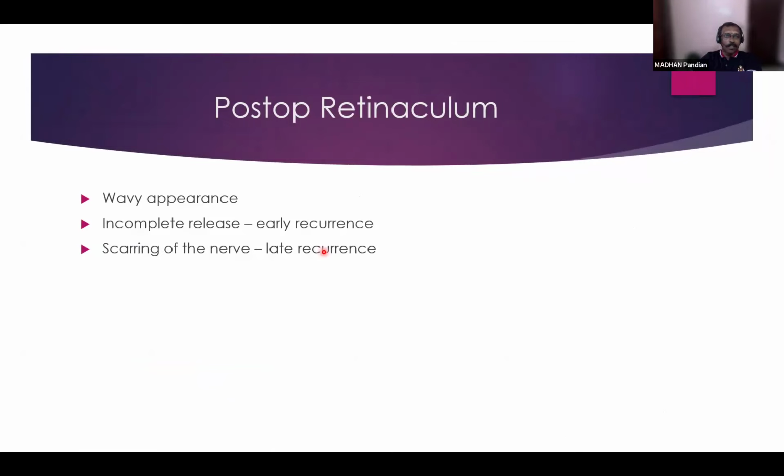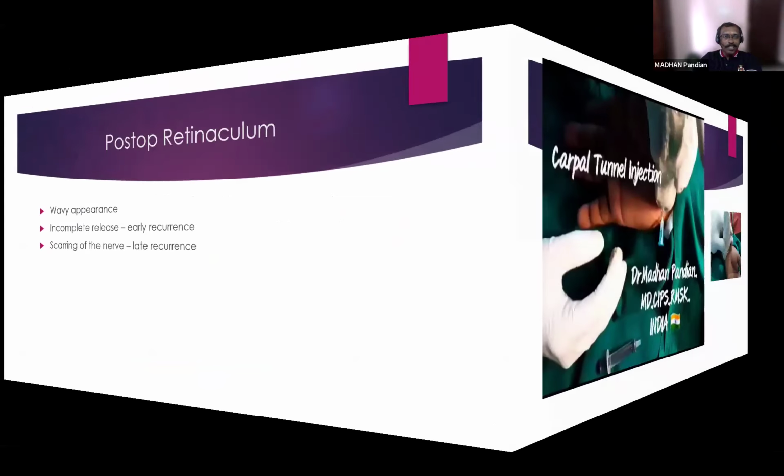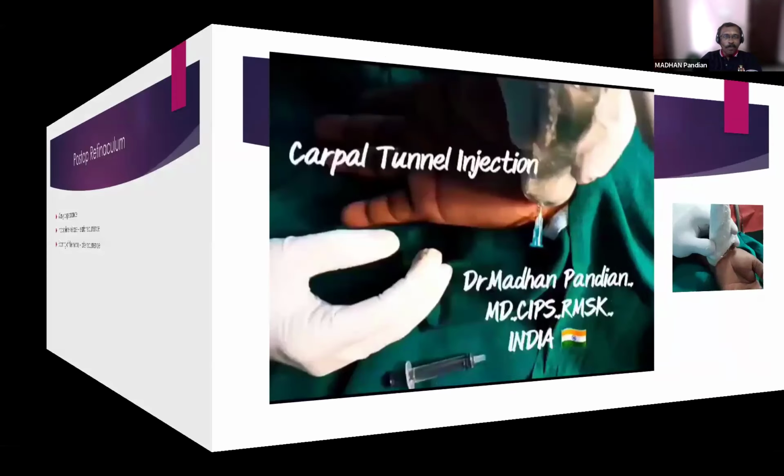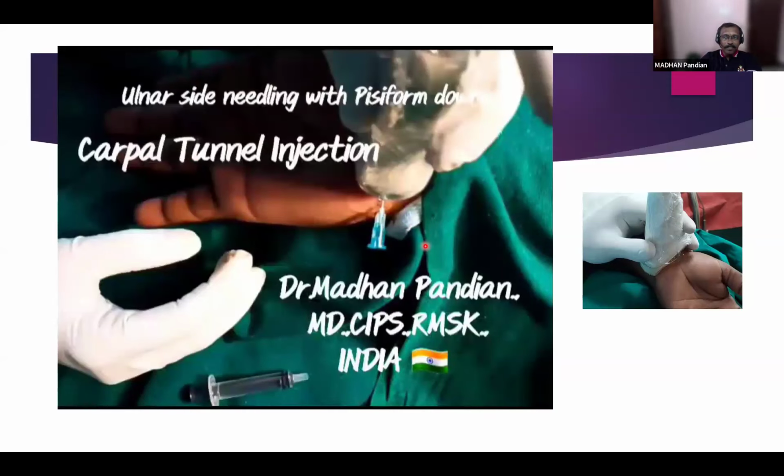So what are the possibilities? It can be an incomplete release or scarring of the nerve itself. So how exactly do you go about it? Never flout any sterile precautions. Always try to use a small needle, a 23 or 26 gauge needle, 1.5 inches is required. And this is a palmar side needling. I've kept a bottle underneath. The entire limb is draped properly.